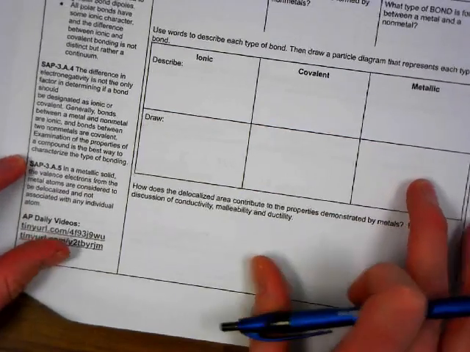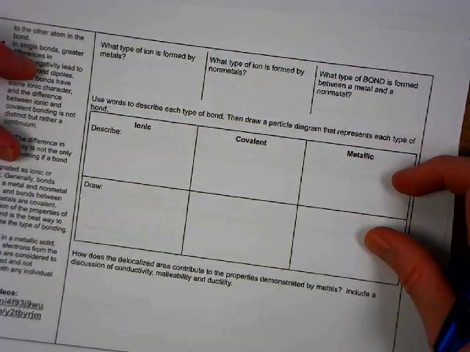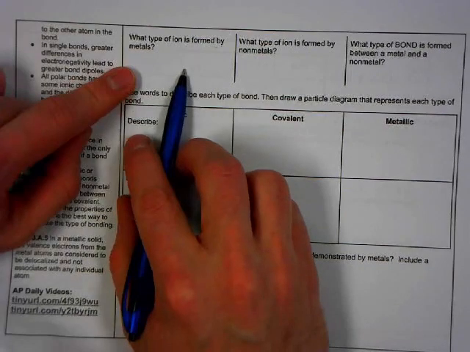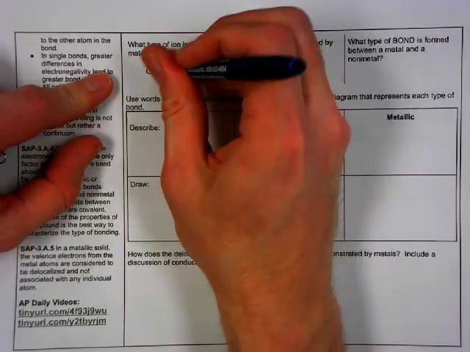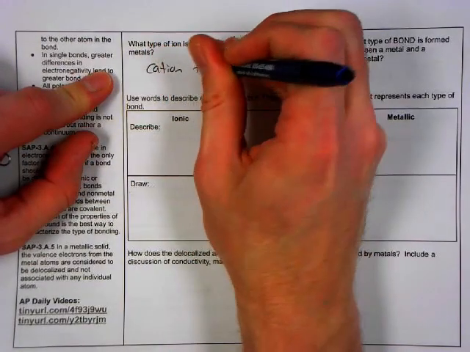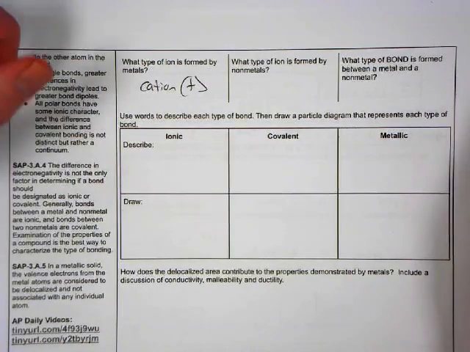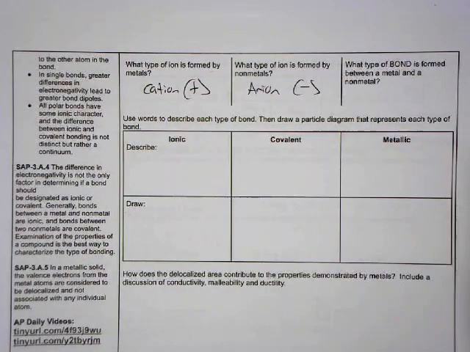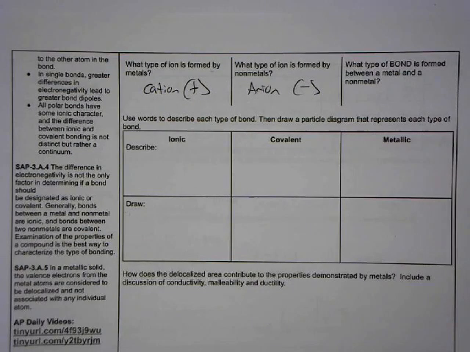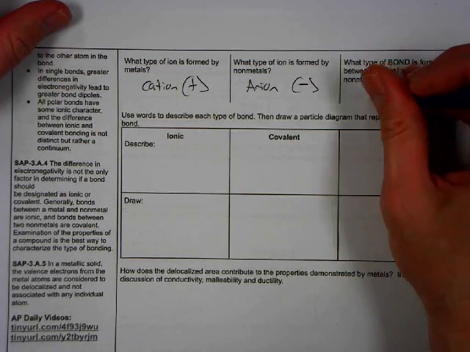What type of ion is formed by metals? Cation, which is positive. Non-metals form an anion, a negative ion, which is negative. And what type of bond is formed between a metal and a non-metal? Ionic.